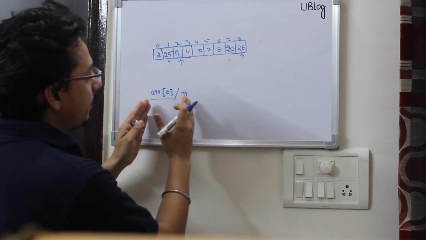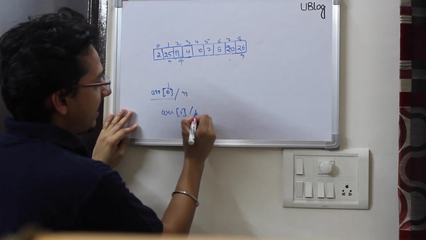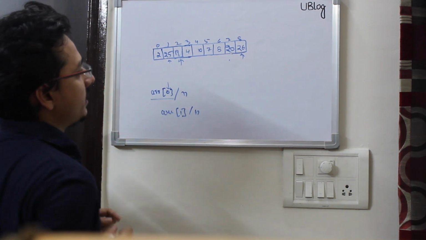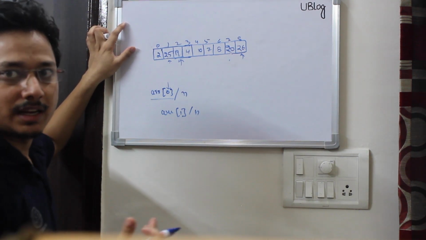What does this represent? It represents how many times 0 is present. So what does array of 1 divided by n represent? It represents how many times 1 is present. So I'll traverse the array and find the occurrence of each element in the array.